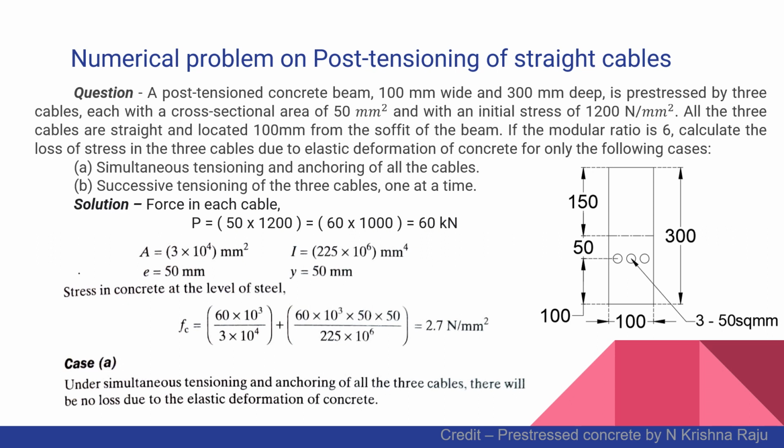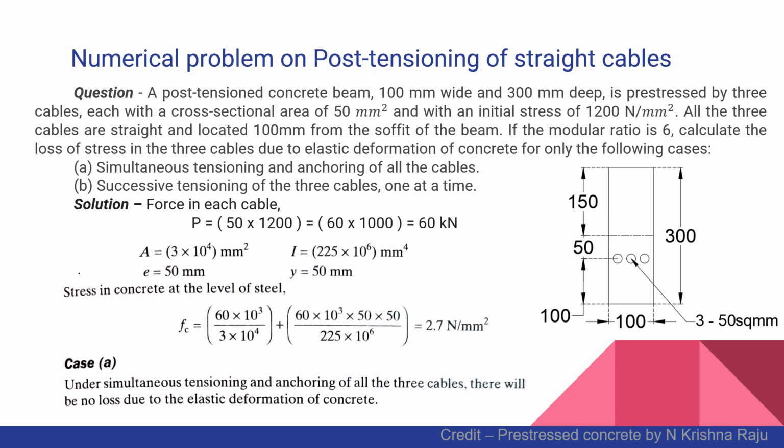Now calculate area of cross-section, which is B into D, and calculate moment of inertia, which is BD cube by 12, and eccentricity, which is the distance between centroid of cross section to centroid of steel, and calculate y, which is the distance between the level of steel to centroid of cross section, and calculate the stress in concrete at level of steel, which is calculated by P by A plus PE into Y whole divided by I.